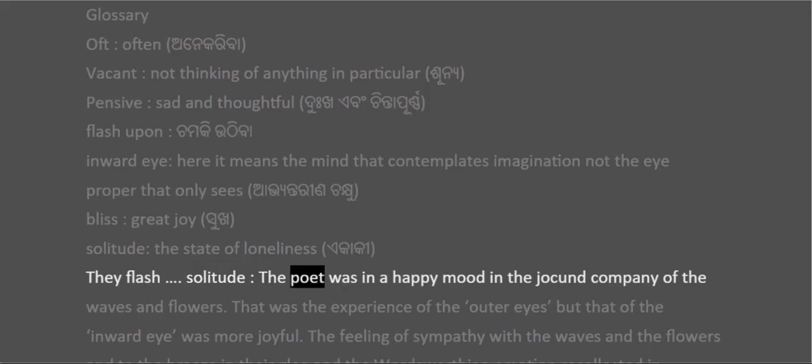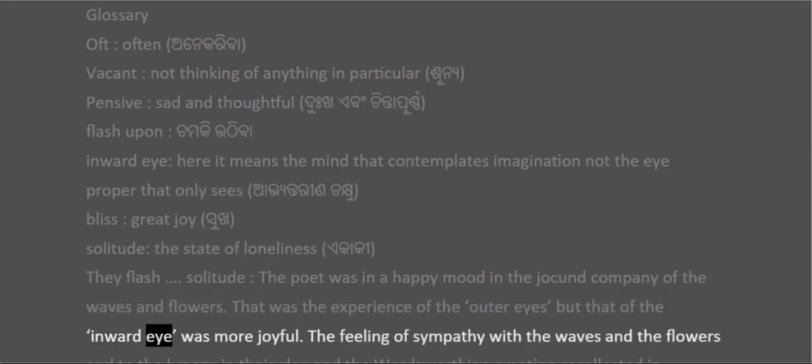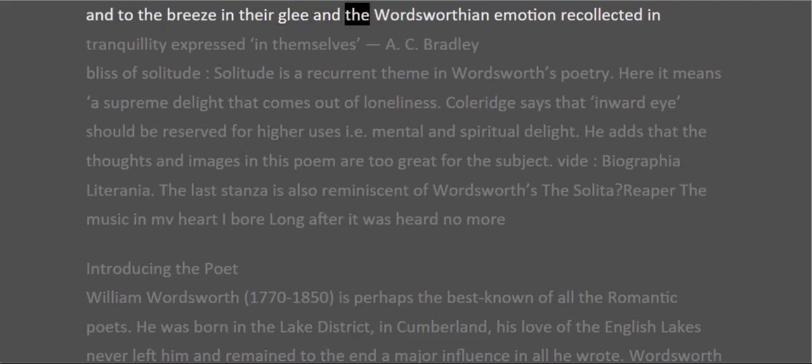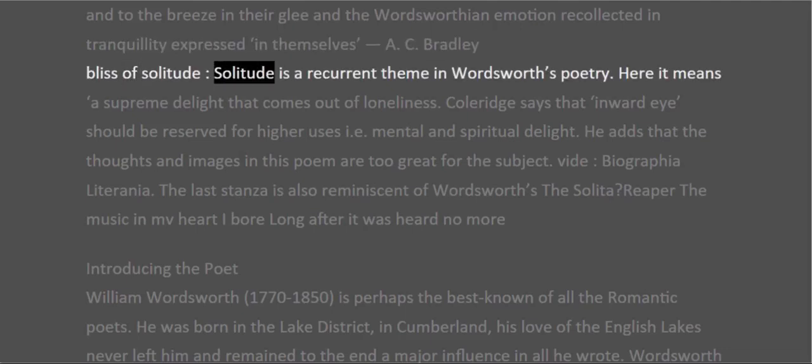Solitude. The poet was in a happy mood in the jocund company of the waves and flowers. That was the experience of the outer eyes, but that of the inward eye was more joyful. The feeling of sympathy with the waves and the flowers and the breeze in their glee, and the Wordsworthian emotion recollected in tranquility, expressed in themselves, A.C. Bradley. Bliss of solitude. Solitude is a recurrent theme in Wordsworth's poetry.